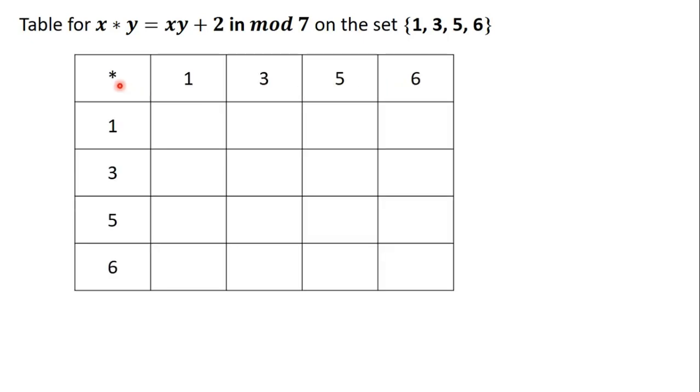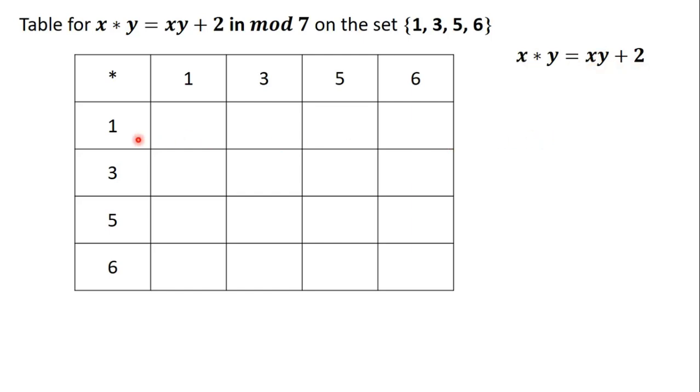In the first cell, you indicate the operation you are going to perform. The operation is star, so you indicate star in the first cell. Then you list the members in the first row and the first column. We have 1, 3, 5, 6 and 1, 3, 5, 6. The definition of star is x star y is equal to xy plus 2. So x star y is equal to x times y plus 2.